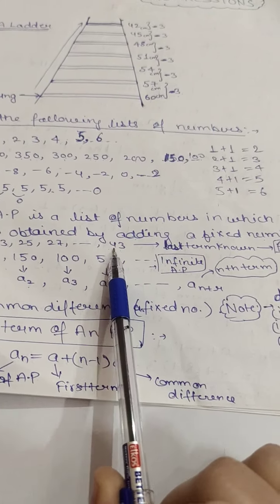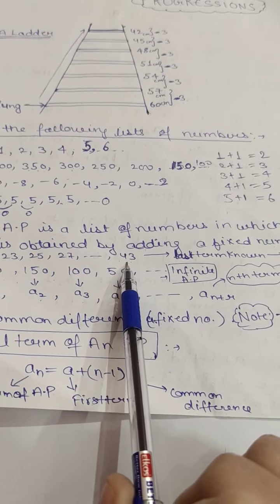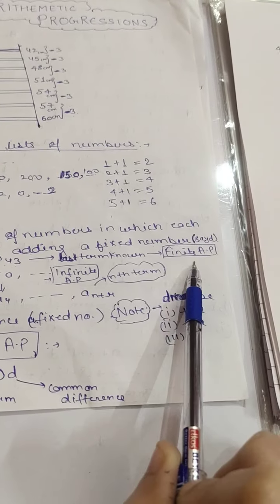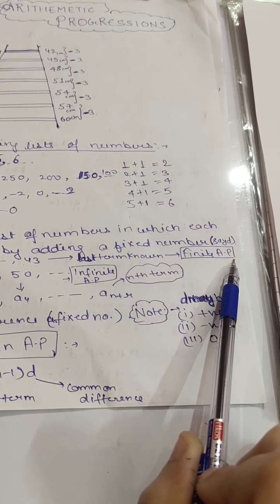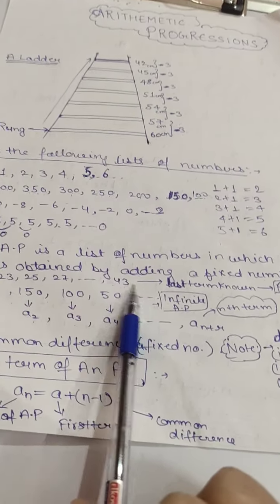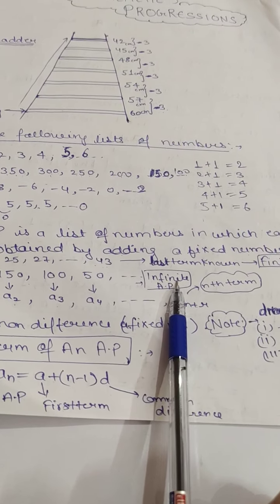So what we can see here is that the last term of this series is given. So this type of series is known as a finite arithmetic progression. Okay, and if the last term of an AP is not given, then that AP is known as an infinite AP.